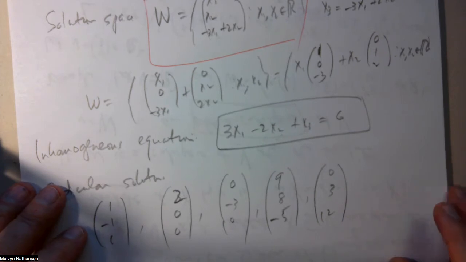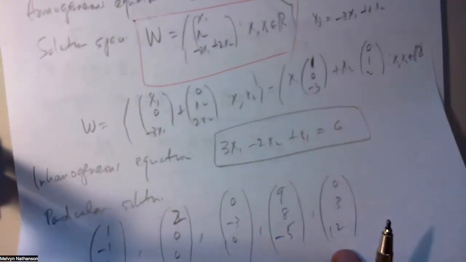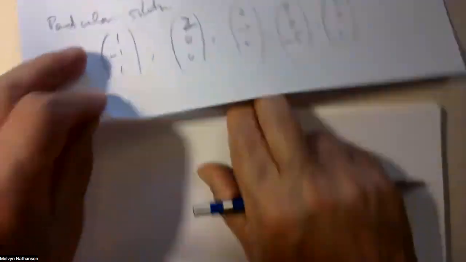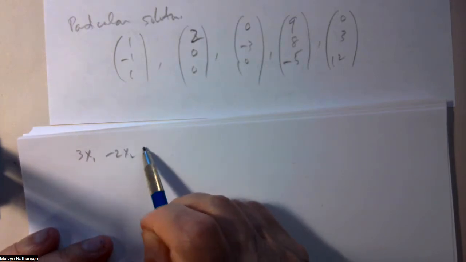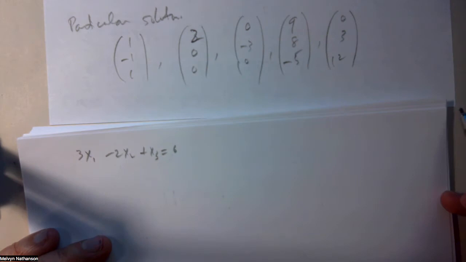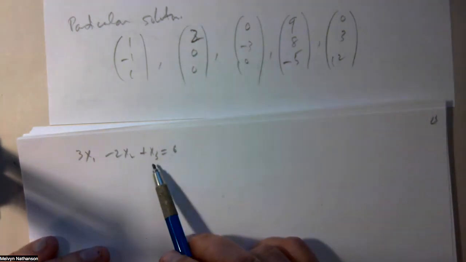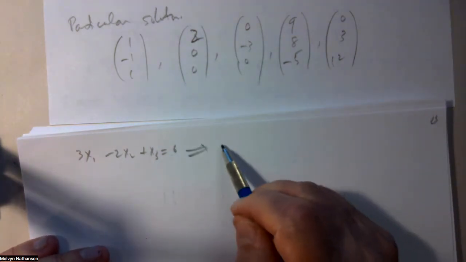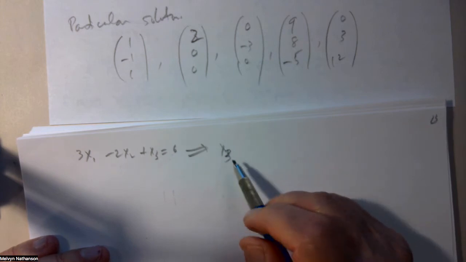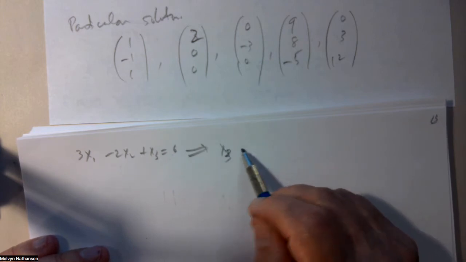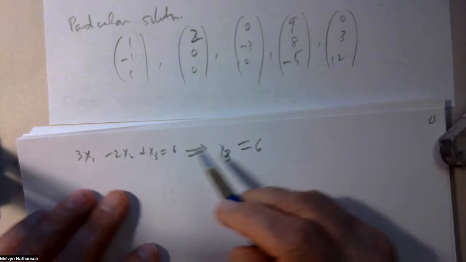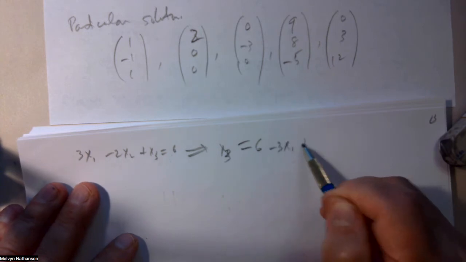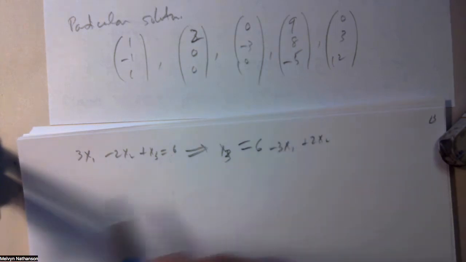So again, we can solve for one of the variables, because in the equation 3x1 minus 2x2 plus x3 equals 6, x3 occurs with a coefficient of 1. The simplest thing is to solve for x3. Sorry, x3 is 6 minus 3x1 plus 2x2.